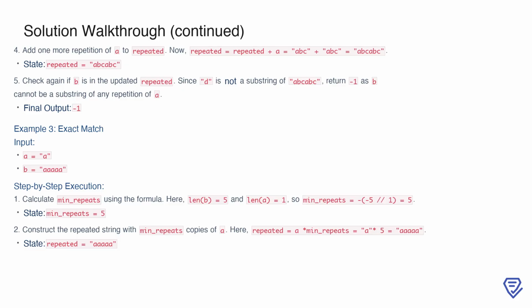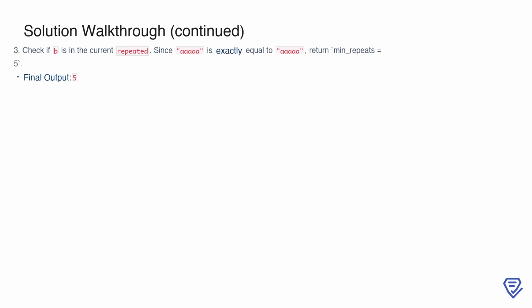Finally, we have an example where the input A is A and B is A. Using the formula, we calculate min_repeats as 5 because the length of B is 5 and the length of A is 1. Repeating A 5 times gives us repeated equals A. Once we construct repeated by repeating A 5 times, we check if B is a substring of repeated.